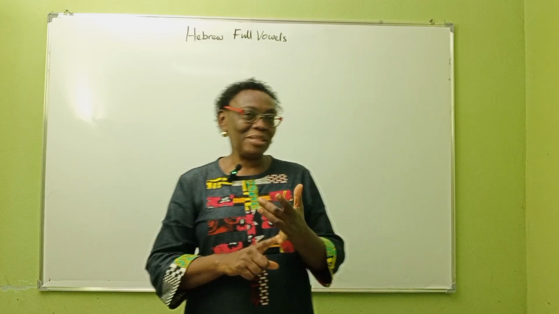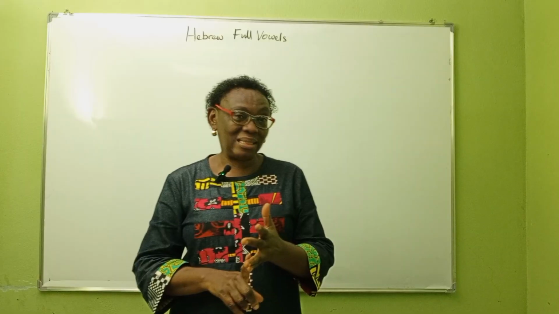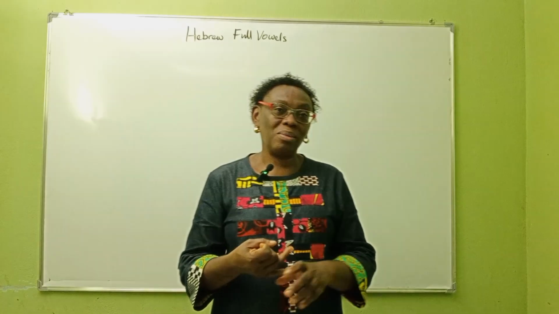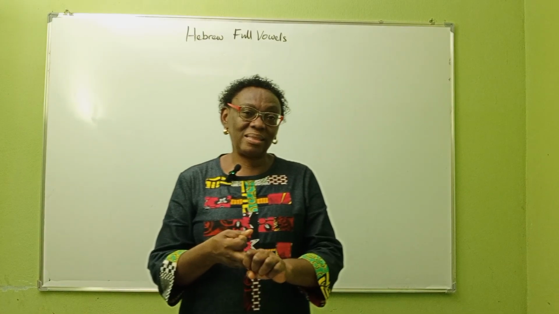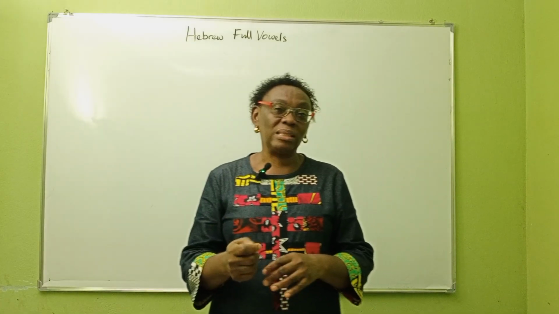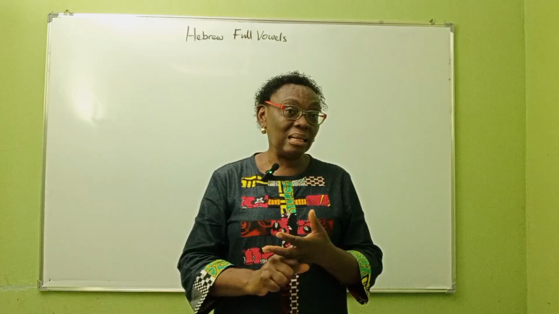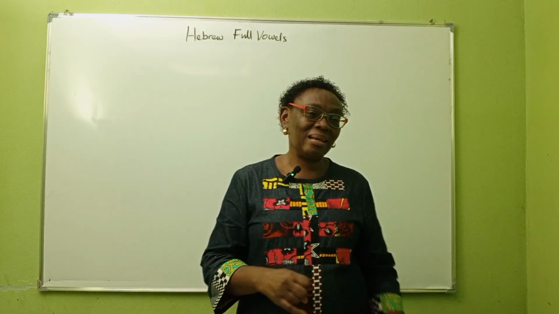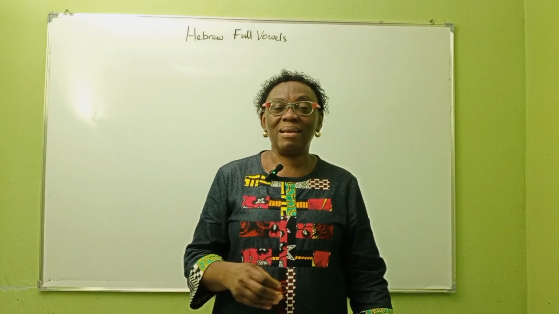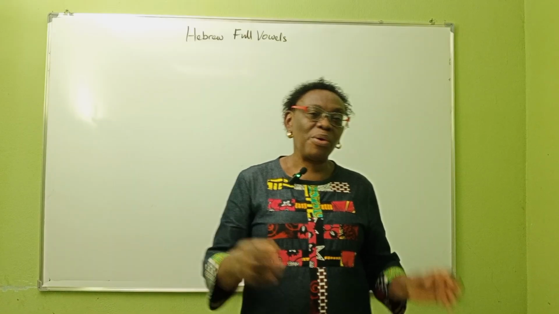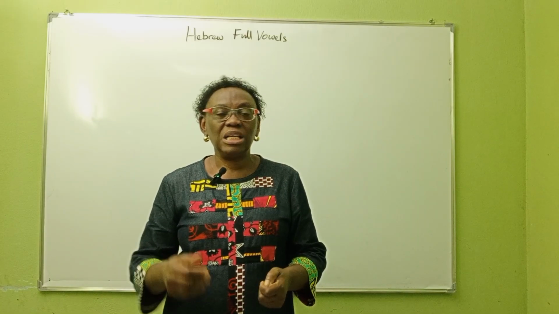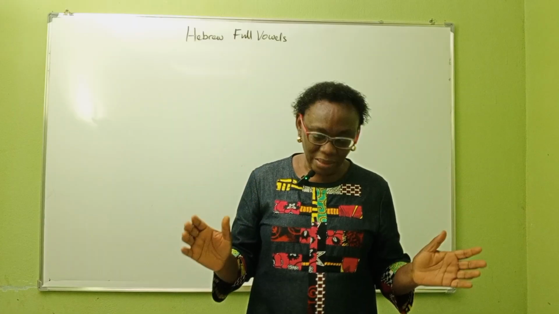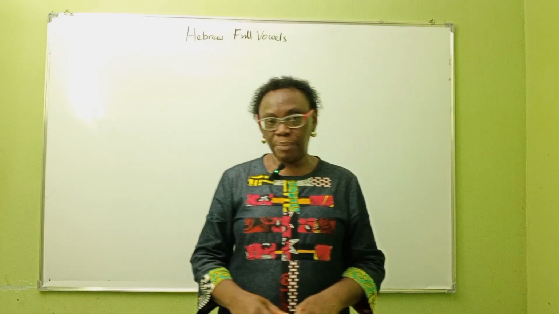The first one, Aleph, Bet, Gimel, Dalet, He, Waw, Zayin, Chet, Tet, Yod, Kaf, Lamed, Mem, Nun, Samek, Ayin, Pe, Tzade, Kof, Resh, Sin, Shin, and Tau. I hope we got it all right. Those are the 23 letters of the Hebrew alphabet.